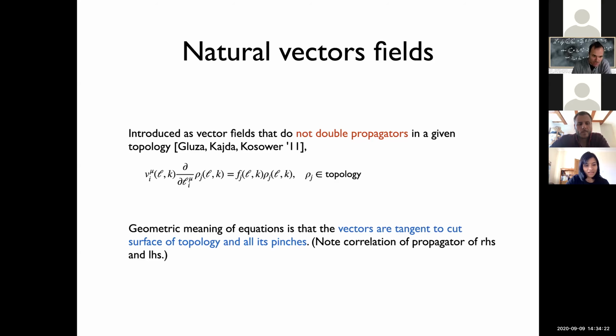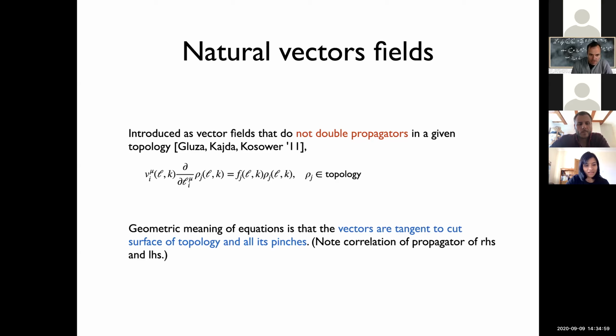So the derivative acting on a propagator returns again a propagator. This implies that these vectors are actually in the kernel of the differential of the propagators when you go to the surface where the propagators are 0. These were introduced initially as particular vectors that you can use for generating IBP relations that do not double propagators. However, they have, of course, this geometric meaning that they are tangent to the cut surface.